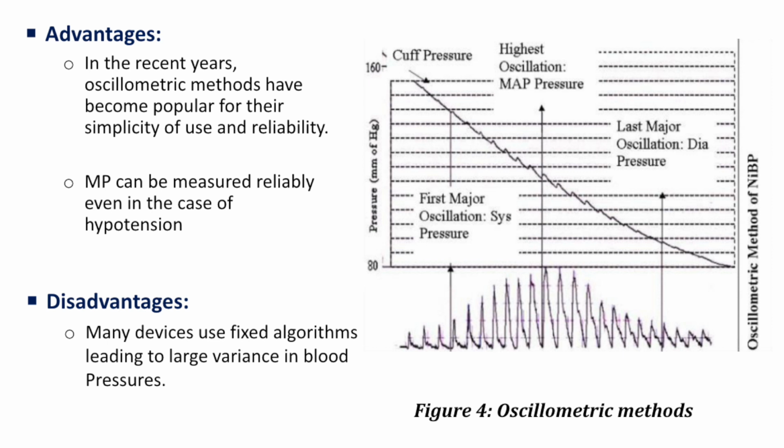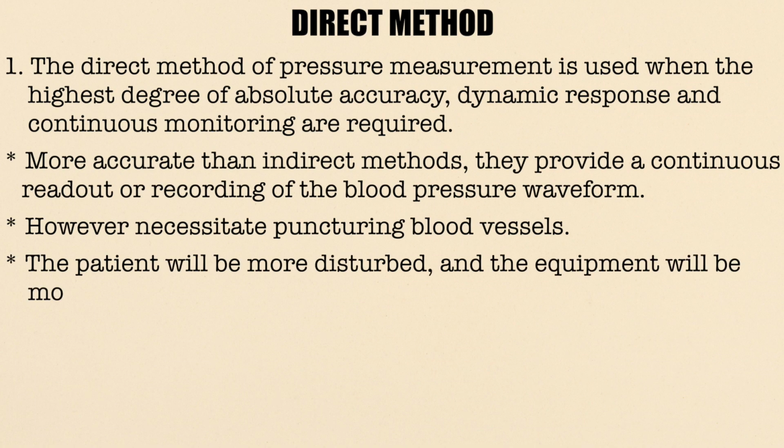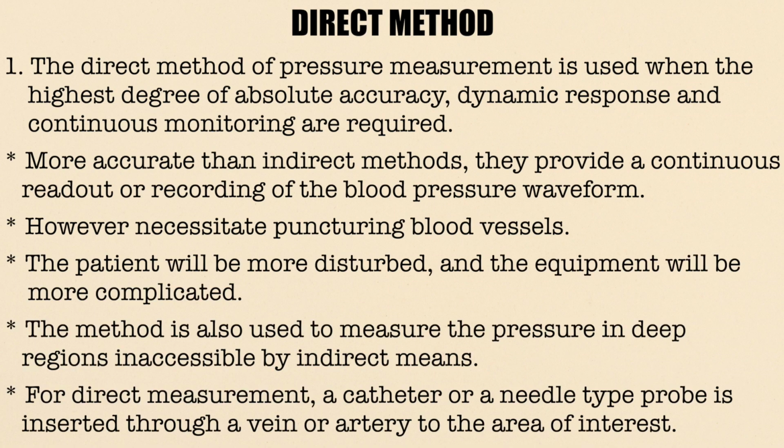With this, we have covered all three main indirect methods of blood pressure measurement. Next, we will see the direct method of blood pressure measurement. The direct method of pressure measurement is used when the highest degree of absolute accuracy, dynamic response, and continuous monitoring are required. The direct method is more accurate than indirect methods.